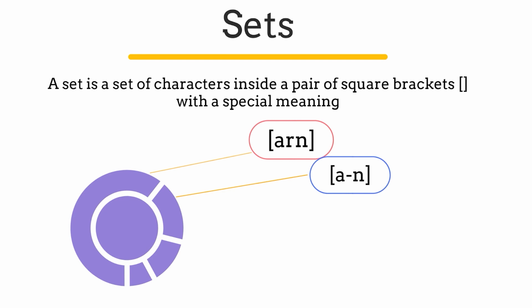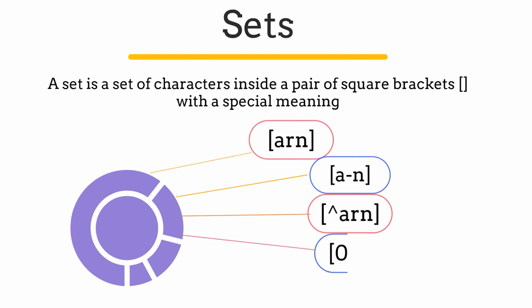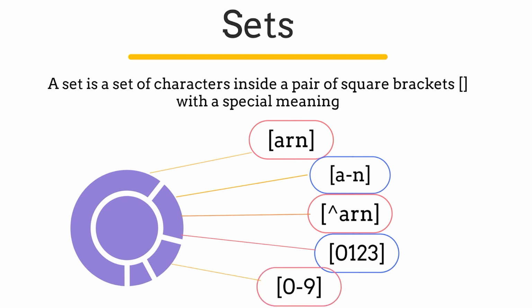Third, [^arn]. It returns a match for any character except a, r, and n. Fourth, [0123]. It returns a match where any of the specified digits, 0, 1, 2, or 3, are present. Fifth, [0-9]. It returns a match for any digit between 0 and 9.